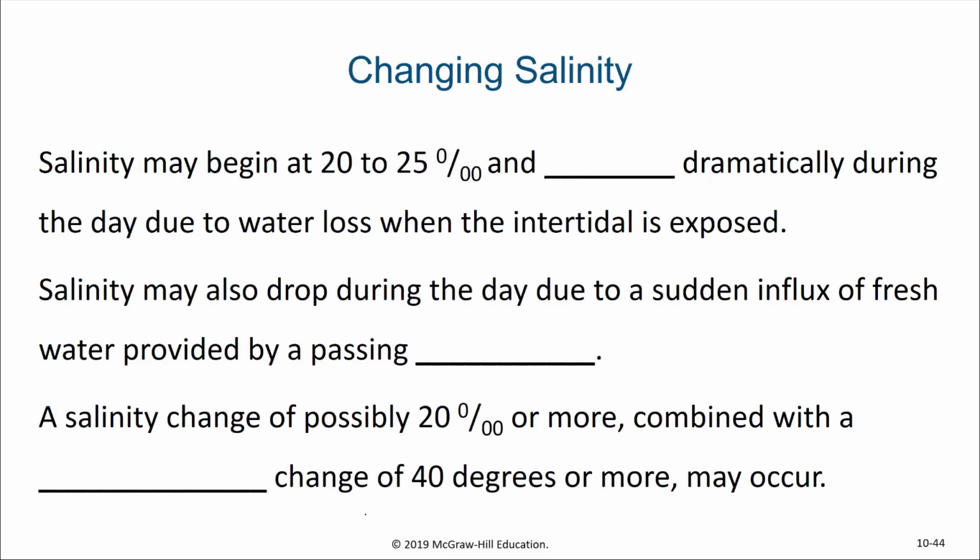For an intertidal organism, the salinity may vary greatly in the course of a single day, starting at 20 to 25 parts per thousand due to freshwater addition in the form of rain, but then climbing dramatically throughout the day due to evaporation and water loss when the intertidal is exposed. Salinity may also drop during the day due to a sudden influx of fresh water provided by a passing rainstorm.